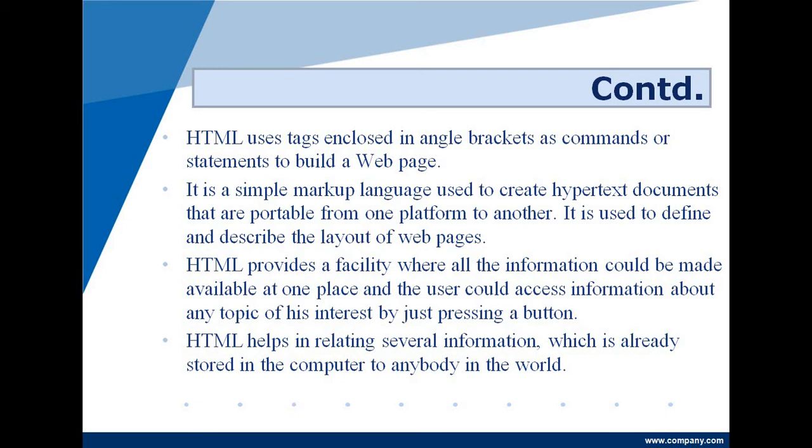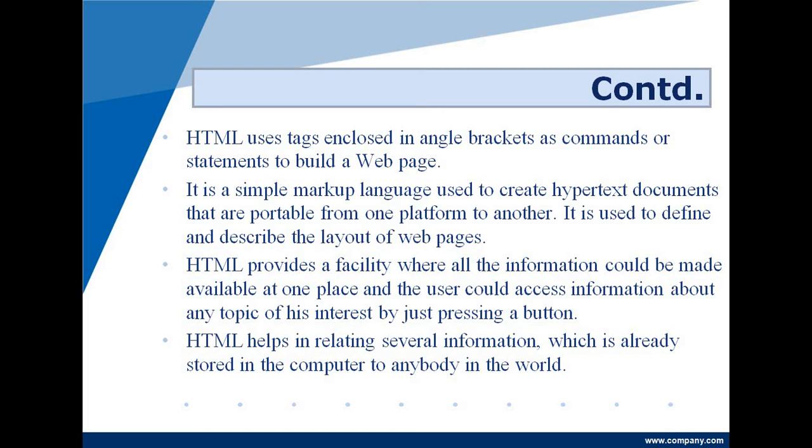HTML is a simple markup language used to create hypertext documents that are portable from one platform to another. It is used to define and describe the layout of web pages. By portability, we mean it is not dependent on any make of machine, nor on any operating system. If you want to work with a web page using HTML, you can use any operating system, for example Windows 7, Windows 8, Windows 10, Unix, Linux, or even Android. It is also not dependent on any machine or hardware. You can work on HTML using older computers as well as new models. Such a facility is called portability.